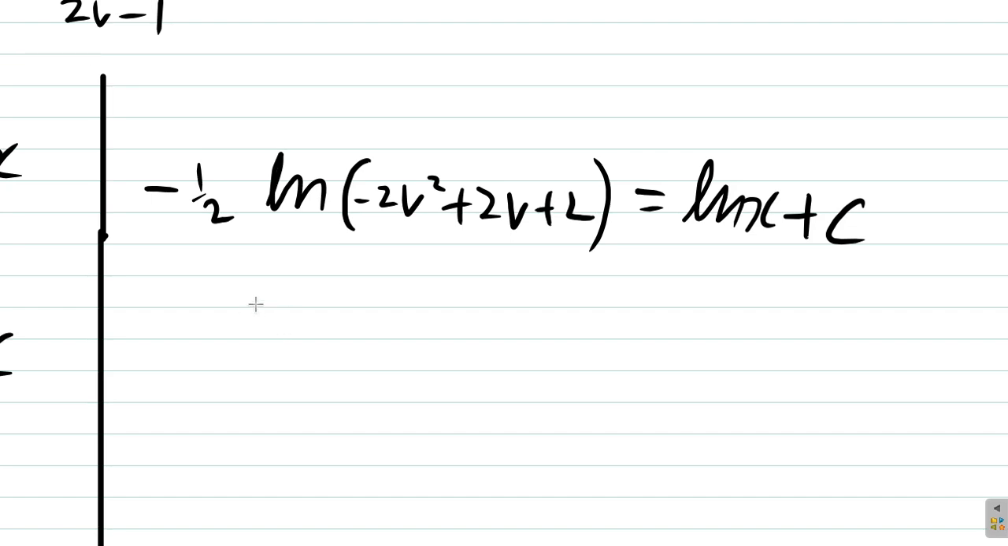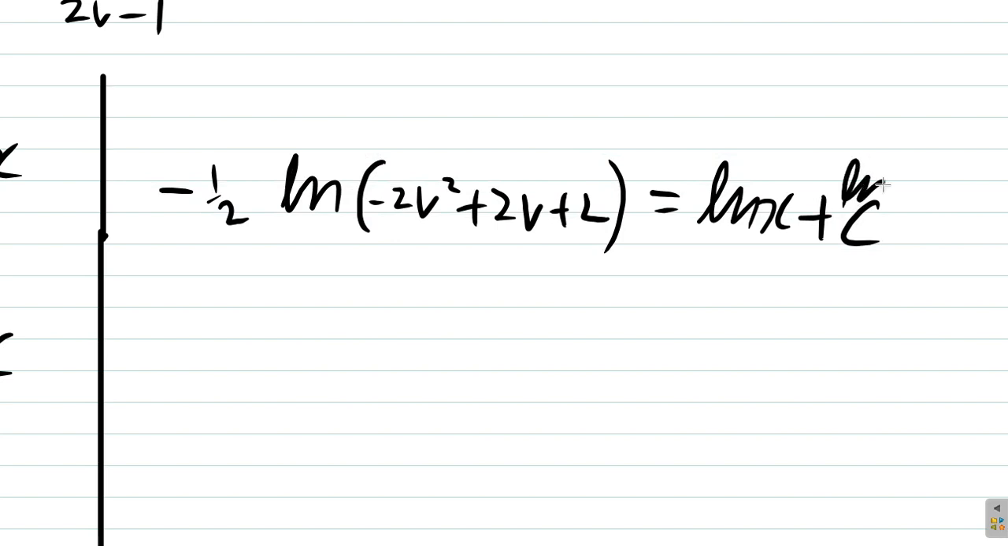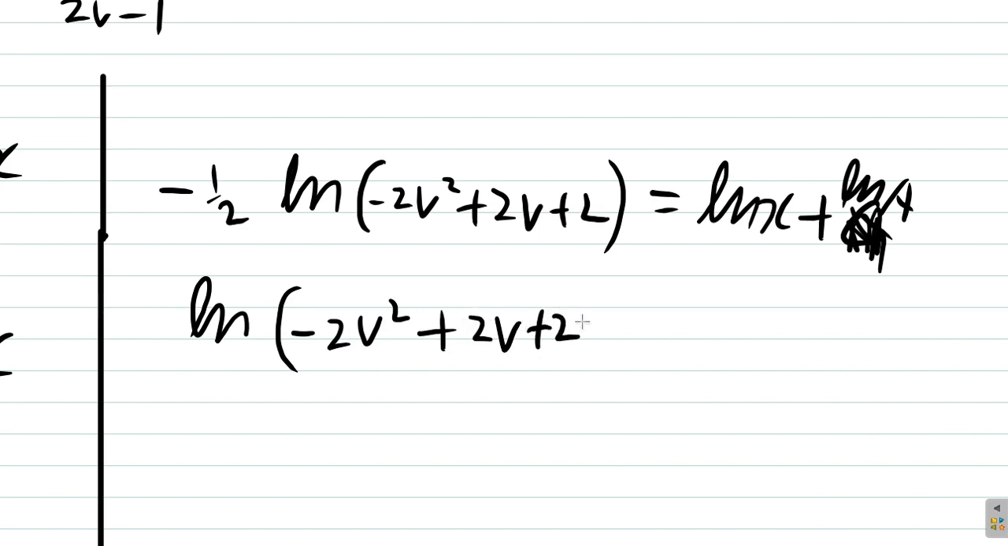So here now, look at this. This is negative half ln something equal to ln x plus c. C is a constant and it can be the ln of another constant. Let's call this c ln a. Let's call it that and get rid of the c. So this now, if you remember your rules of indices and logarithms, this would be ln of (negative 2v squared plus 2v plus 2) raised to the power of negative half. Alright? Equal ln of ax.